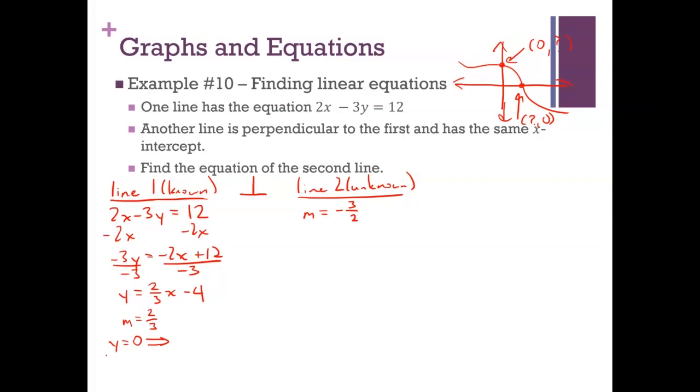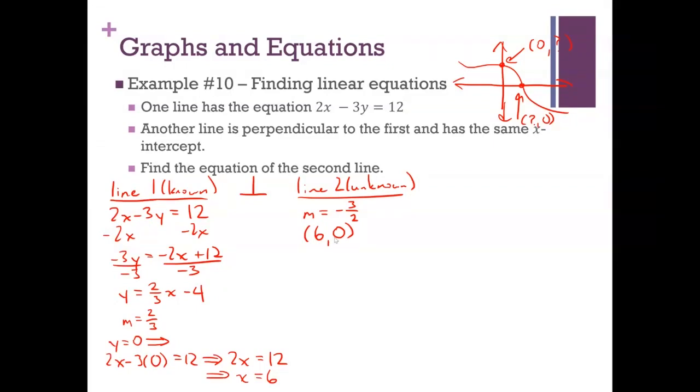I'm going to go back to the very original. 2x minus 3 times 0 equals 12, or 2x equals 12, and x equals 6. So I know that line 2 has a slope of negative 3/2, and it goes to the point (6, 0).